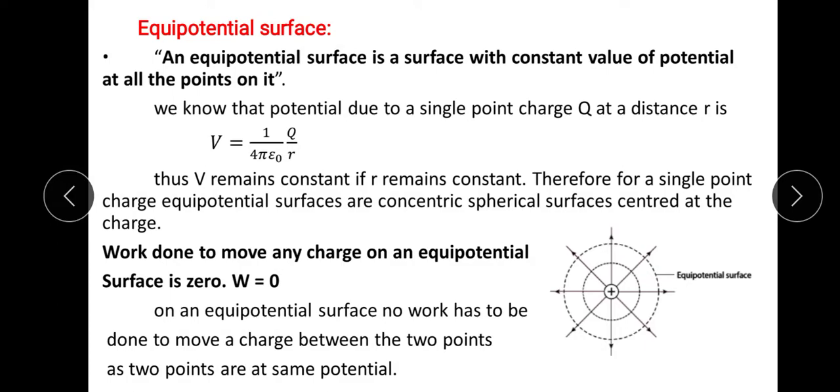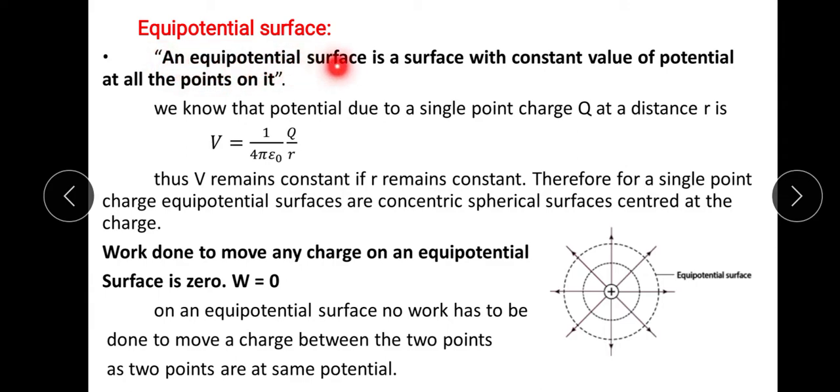Hello students, in this video let me explain what are equipotential surfaces and also how to draw an equipotential surface for various charge configurations. Now first let me take the definition of an equipotential surface.